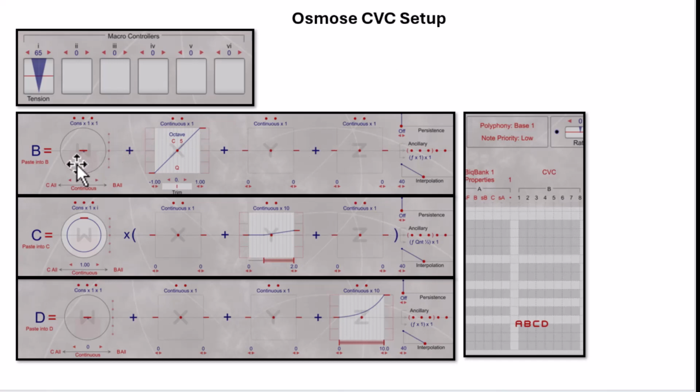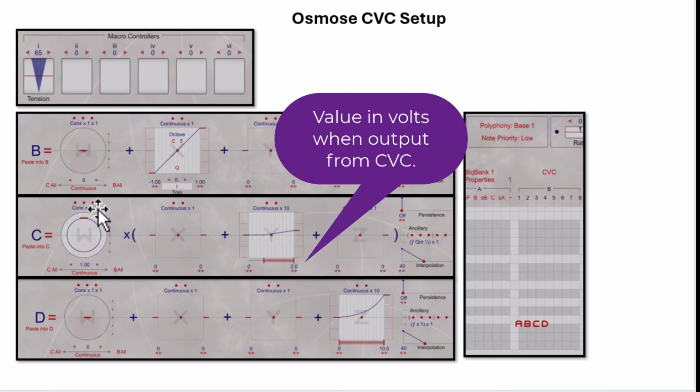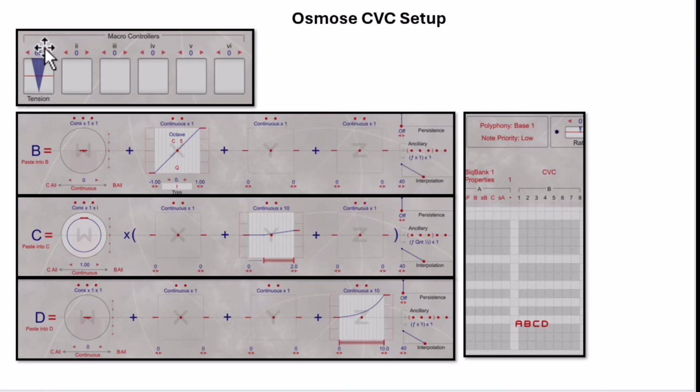On the Osmose end, formula B is set to octave mode, basically sending out a 1 volt per octave CV output for X. Y is set shelved here from a value of 0 to 2. Y is also set to use the first macro controller, which we set as tension, so we can control that with macro controller 1. And Z is just set 0 to 10 volts output that, again, we're feeding into the VCA to control the output volume of the Odessa module.